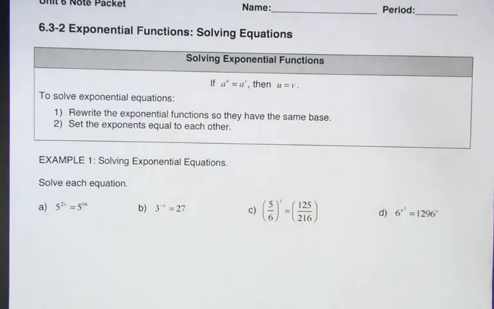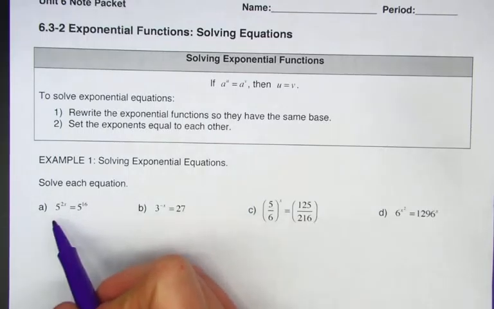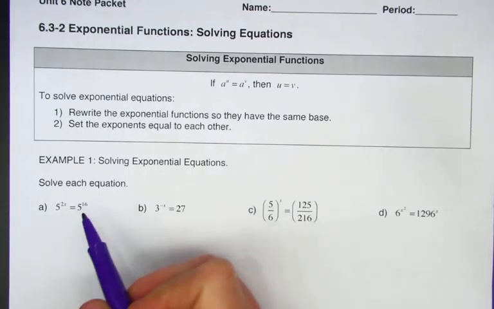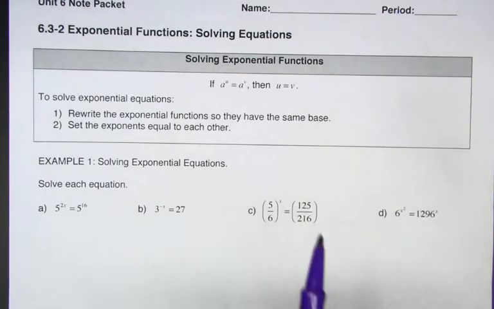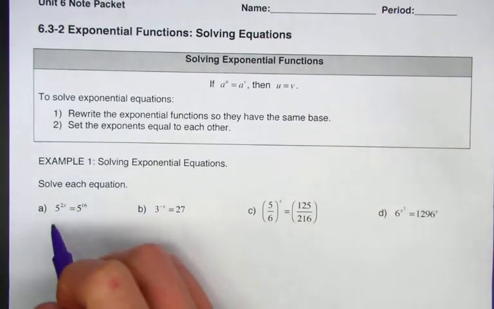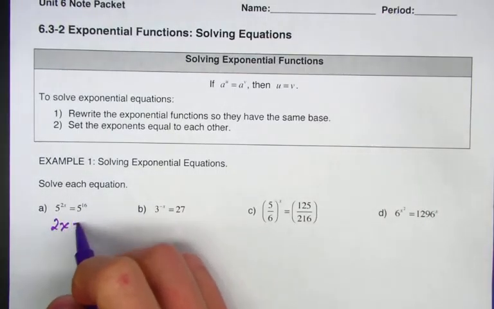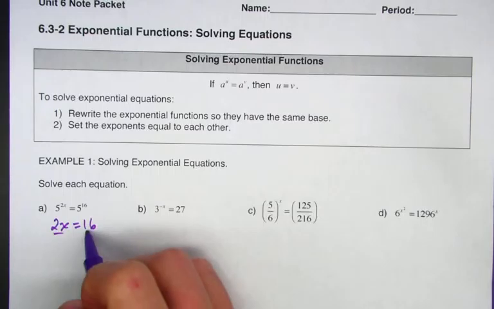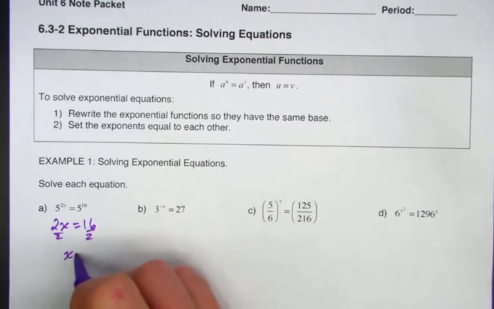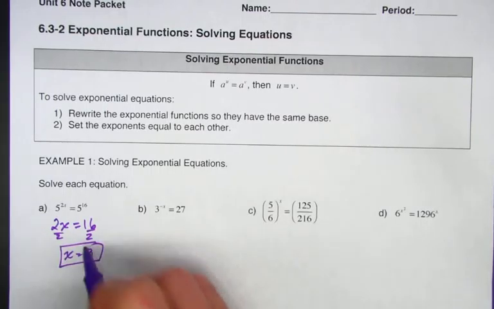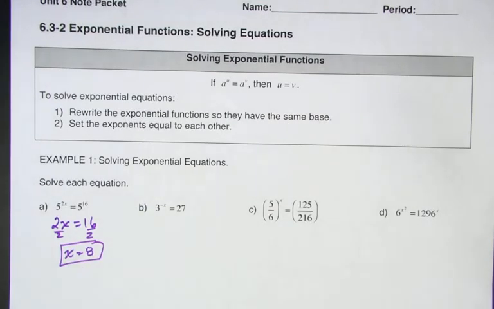So this is a little bit of review, but we're going to go a little more in depth with the number values and some of the solving. So here we have 5 raised to the 2x equals 5 to the 16th. So what is the equation we can set up? 2x equals 16. Therefore, what does x equal? Done. Easy peasy.